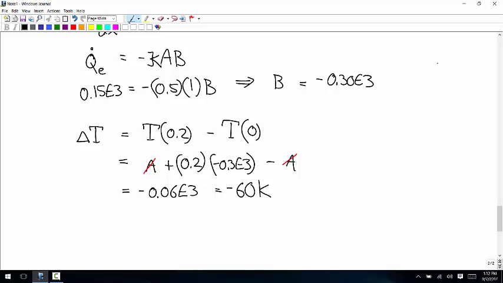Any questions about that one? That's number one on the energy transfer by heat. Yeah, that's true. Any other questions? Homework questions? Okay.